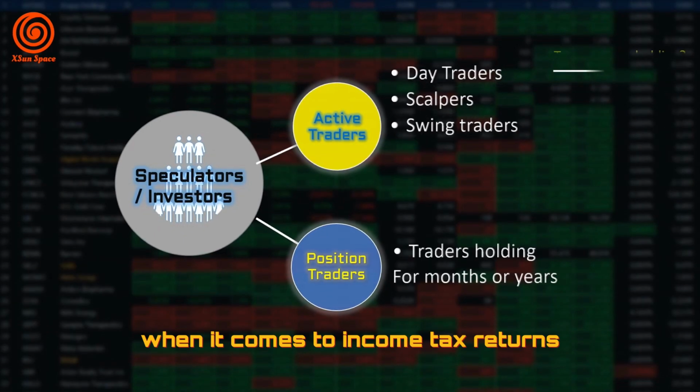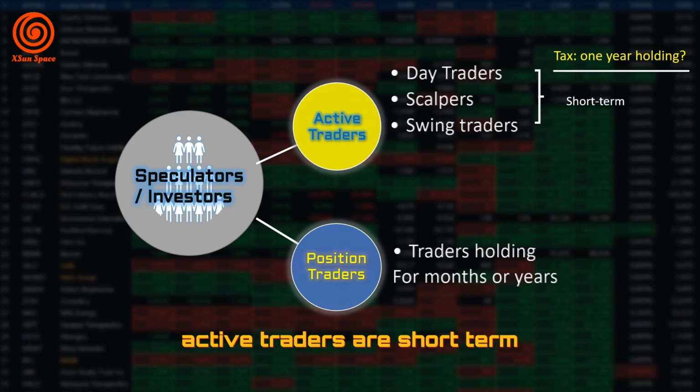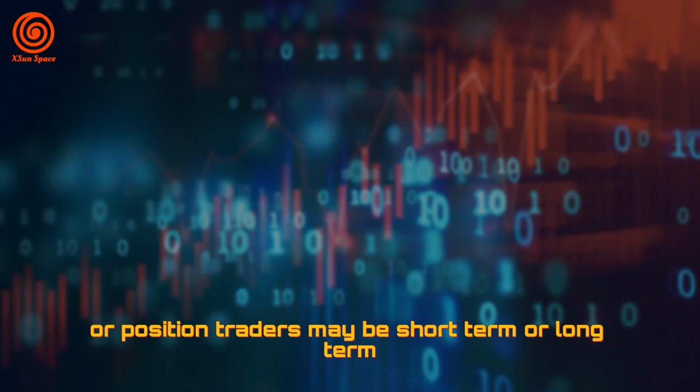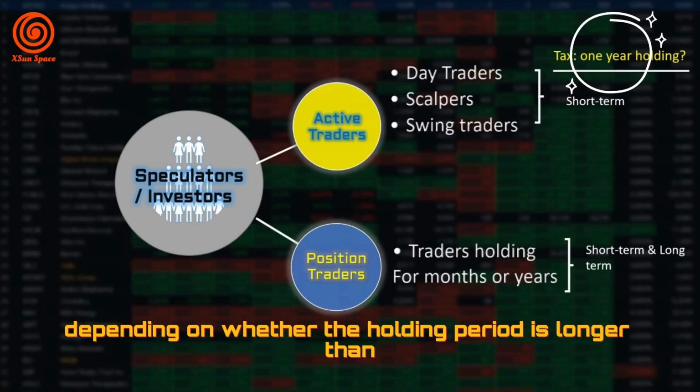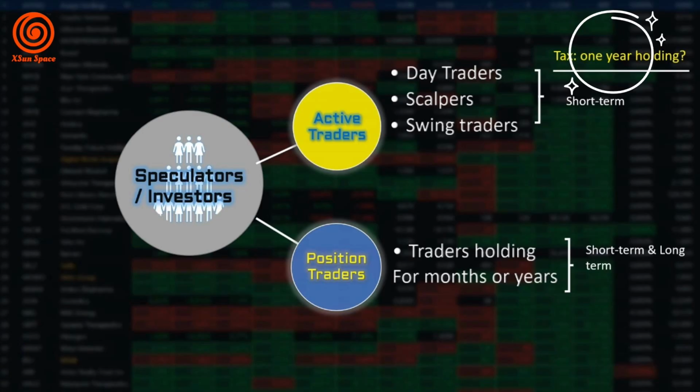When it comes to income tax returns, active traders are short-term, or position traders may be short-term or long-term, depending on whether the holding period is longer than 1 year or not.